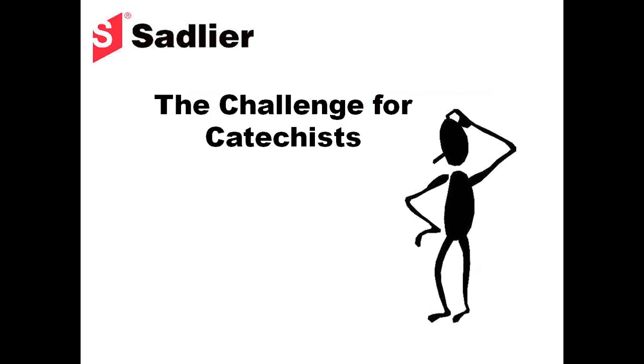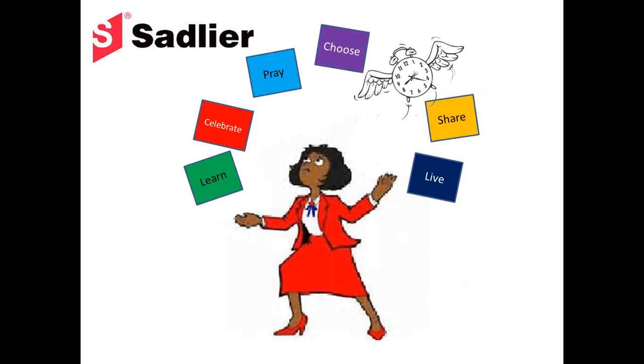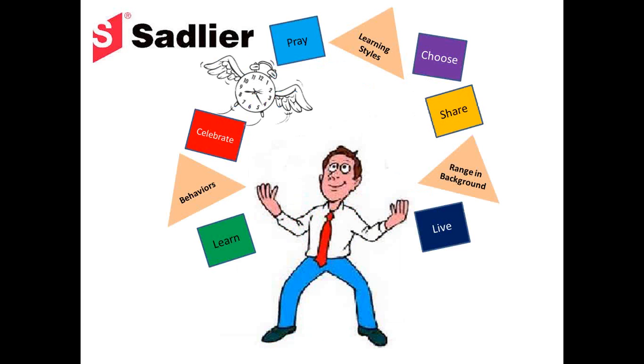So what's the challenge for catechists? Well, how do I balance addressing all of the 6 tasks? And time is there as well too. Or we can make it a little bit more complicated. How do I balance that plus student behaviors, learning styles, and range and background? There's a lot we ask of catechists to do, and it's a balancing act.